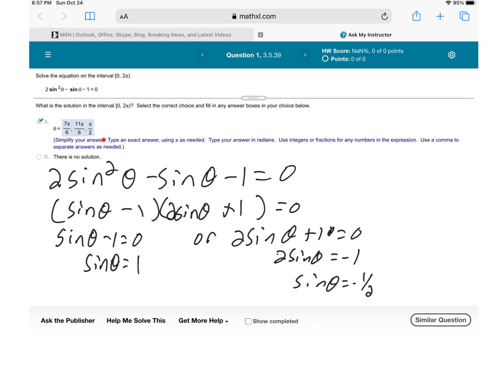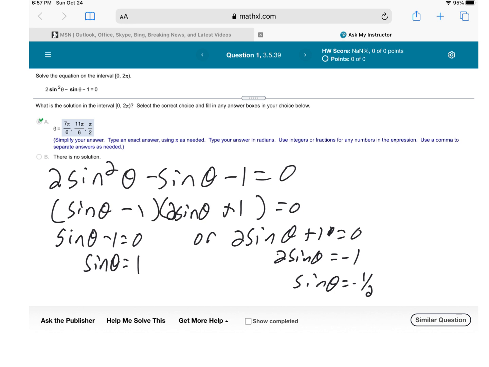Looks like you picked out the correct solutions. Where's the sine of what gives you 1? The answer is positive pi halves. And here, what gives you negative a half? Quadrant 3 and 4. And it looks like you got those correct.